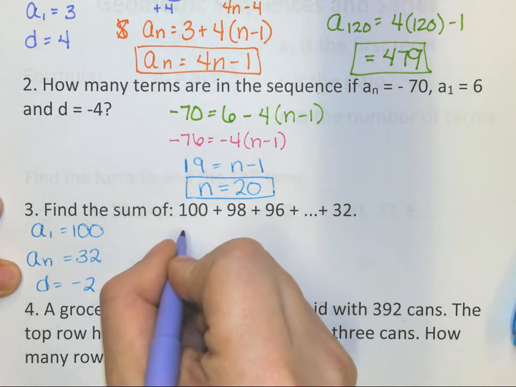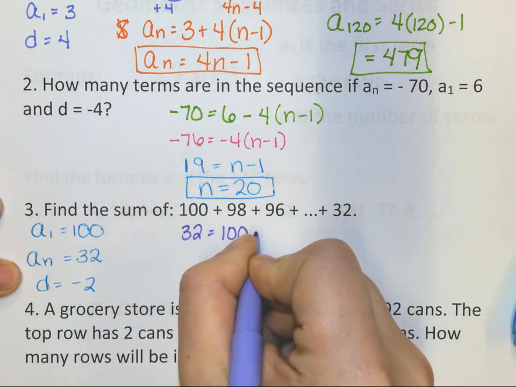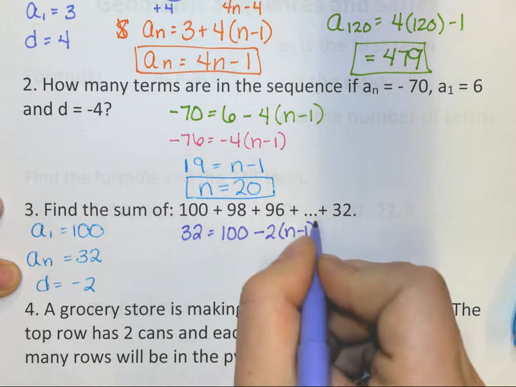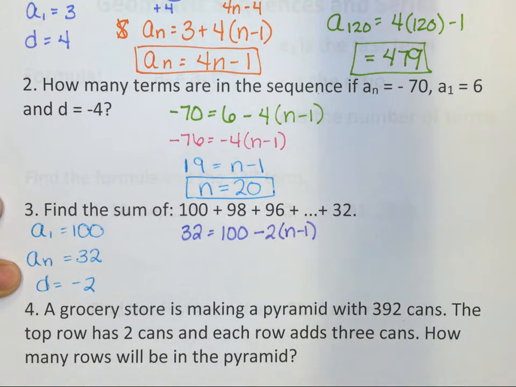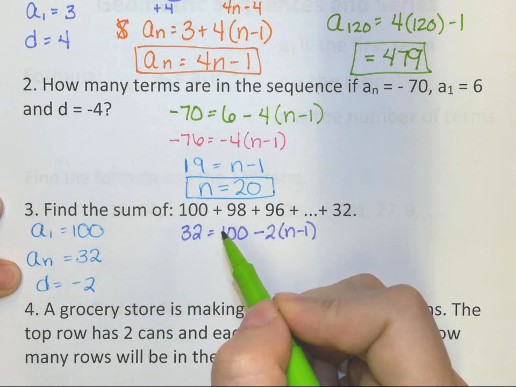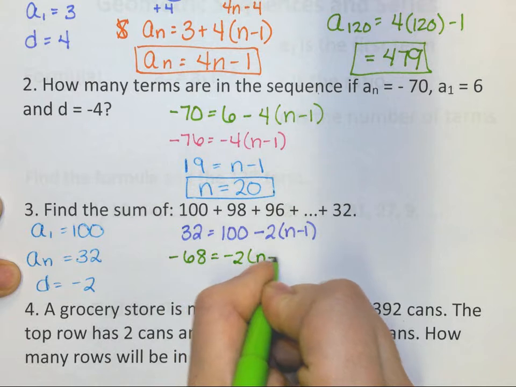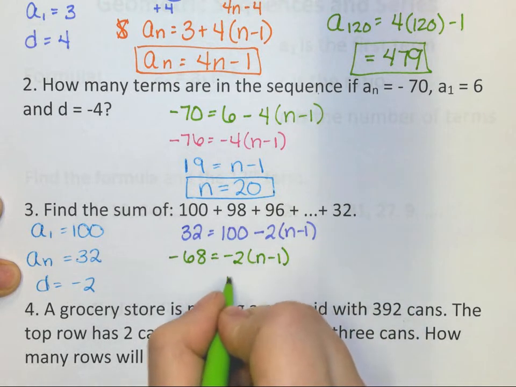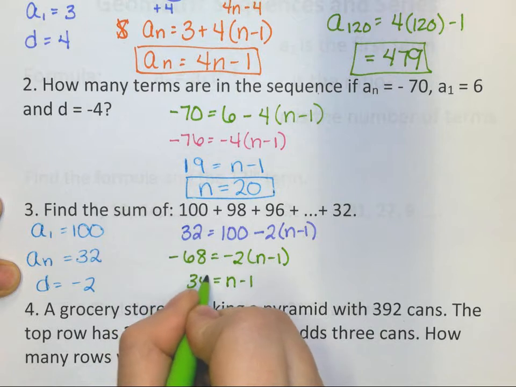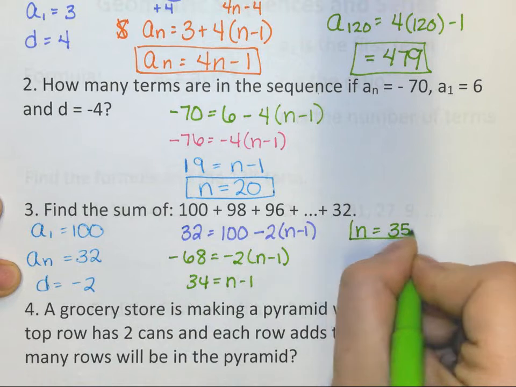So I'm going to put that into my formula. So the last term is the first term plus the difference, or in this case minus 2, times n minus 1. Now yay for calculators. You can use your calculator. What is 32 minus 100? Negative 68 is negative 2 times n minus 1. So n minus 1 equals 34. So what is n? 35. Beautiful. So n is 35.